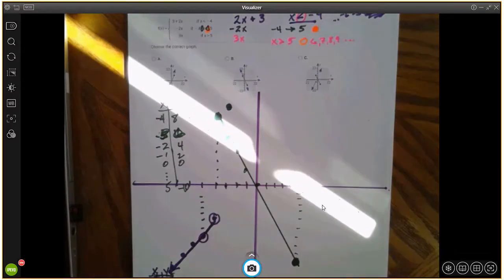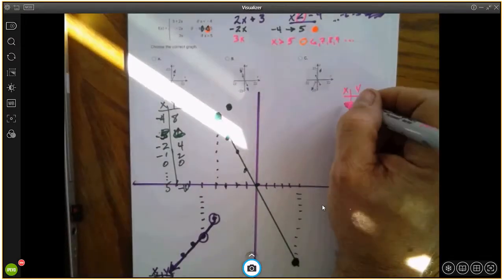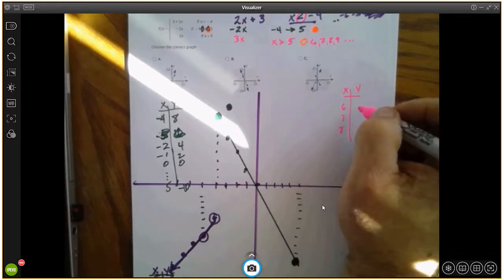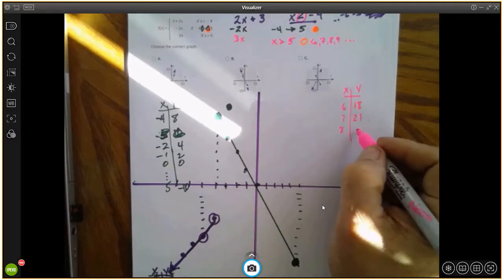And now the pink, that's going to be 3x, and we can use x, y. We can use 6, 7, 8, and I'm just going to use those 3. 6 times 3 is 18, 7 times 3 is 21, 8 times 3 is 24.